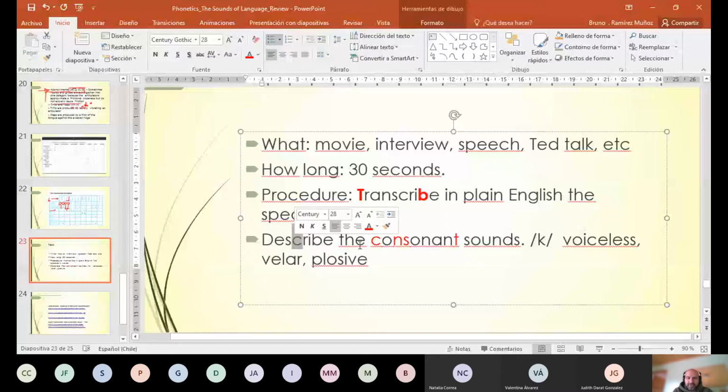Okay, but you're not going to repeat the consonant sounds. If you already described d, you're not going to describe it again. If you described b in one word, you're not going to describe it again. So you're going to describe the consonant sounds only once.